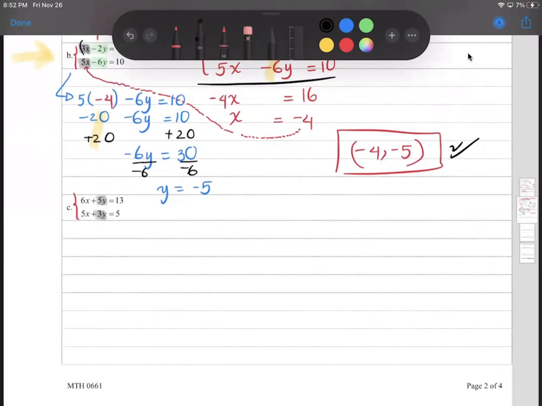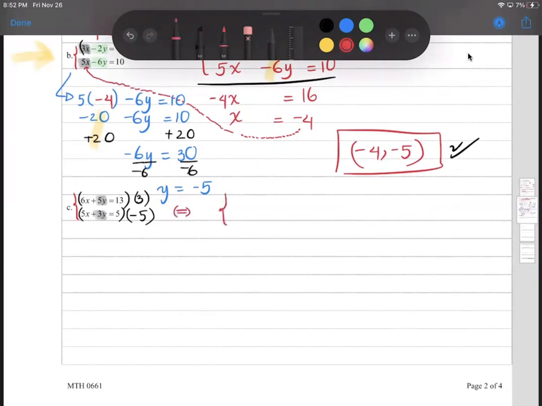If I want 15y on the top, then I have to multiply the top equation by 3. And if I want negative 15y on the bottom, I need to multiply the bottom equation by negative 5. Because 3 times 5y on the top, I got 15y. And the bottom, negative 5 times positive 3y is negative 15y.